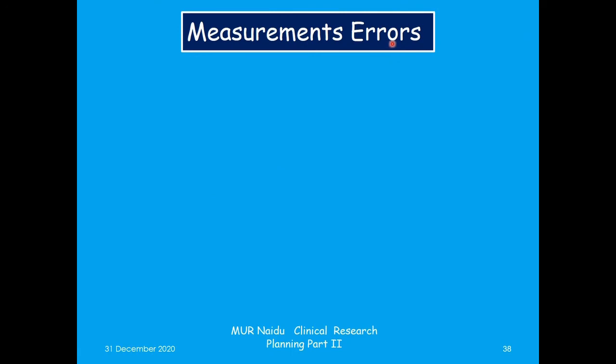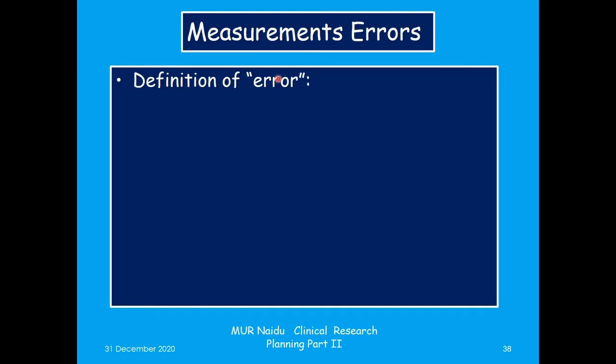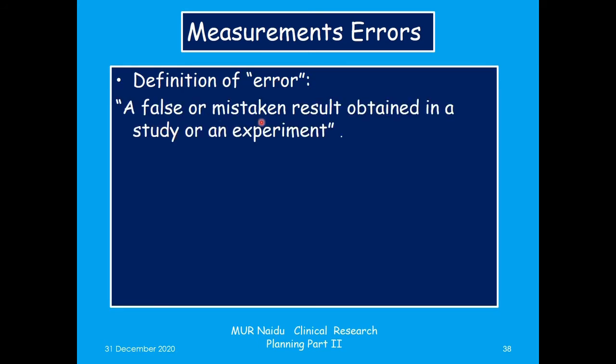This is one of the most common problems in any clinical research, that is measurement error, and one should be very, very cautious, very careful, and try to avoid it as much as possible by various means and methods. Definition of error: a false or mistaken result obtained in a study or an experiment.